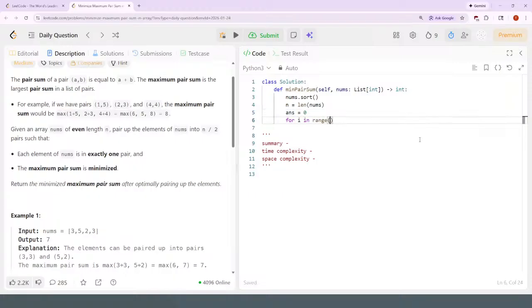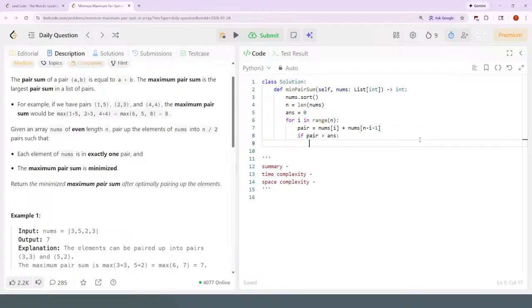For i in range n, let's say the pair is going to be nums at i plus nums at n minus i minus 1, I want to say. That's the pair sum there, and then answer equals max of answer. Actually, I think that terminology is slightly slower than just using an if statement. If pair is greater than answer, answer equals pair. Return answer.